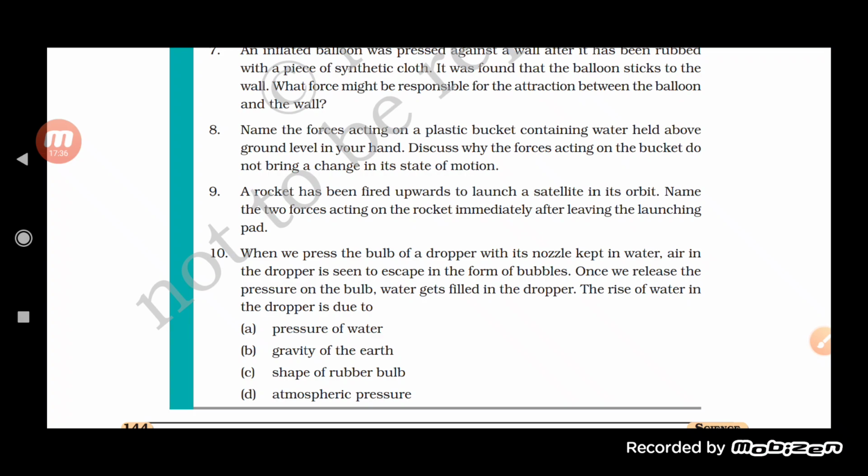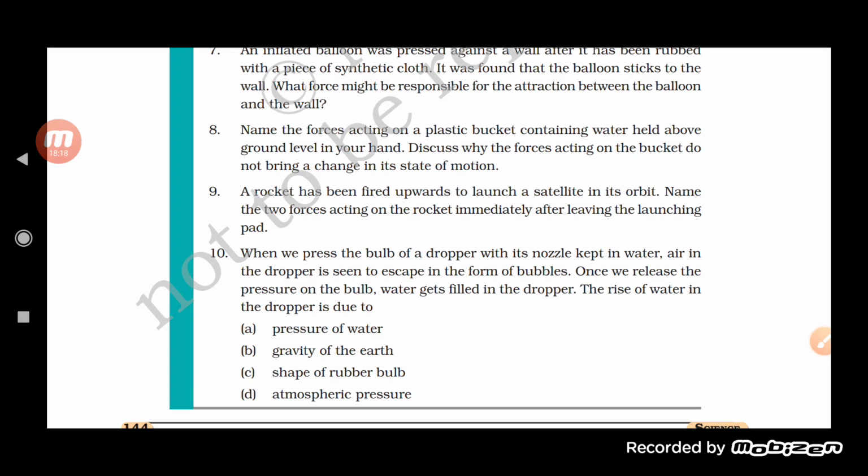So when we are holding it, the force which is acting here is the gravitational force. Why? Because the force acting on the bucket is the gravitational force, which is making it move in the downward direction, but the muscular force applied by the person holding the bucket will help in keeping it in its place, not making it change its state of motion.